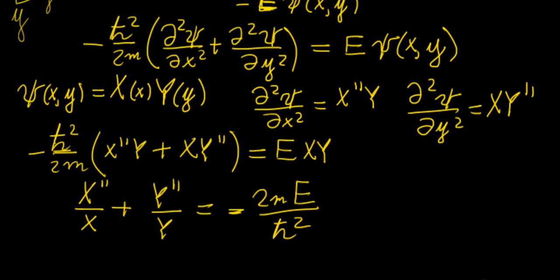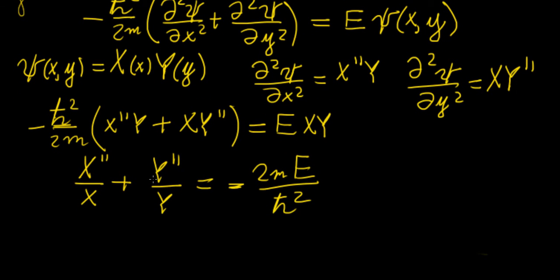So now, because we have separated this into a sum of ordinary differential equations, what we can do is set each of them equal to some constant. Because remember, if the sum of them is a constant, then that means that each of them has to be a constant. So that's the reasoning behind this.